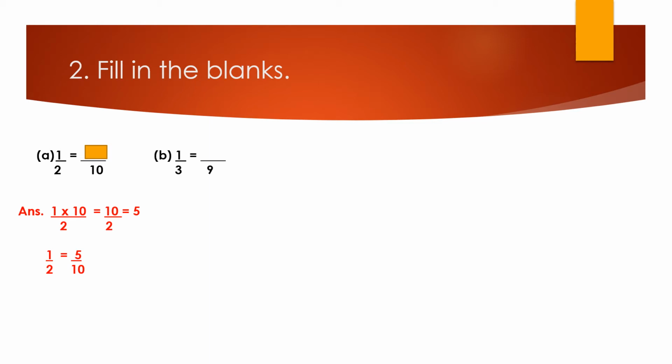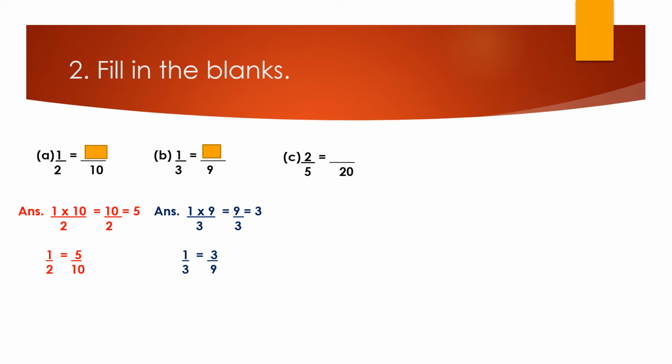Same way children, B part, 1 upon 3 is equal to dash upon 9. Now you have to find out the numerator here. Same way you will do 1 into 9 and upon 3, that is 9 upon 3. When you will divide, you will get 3. So you will write 3 on the numerator. So the equivalent fraction will become 1 upon 3 is equal to 3 upon 9.